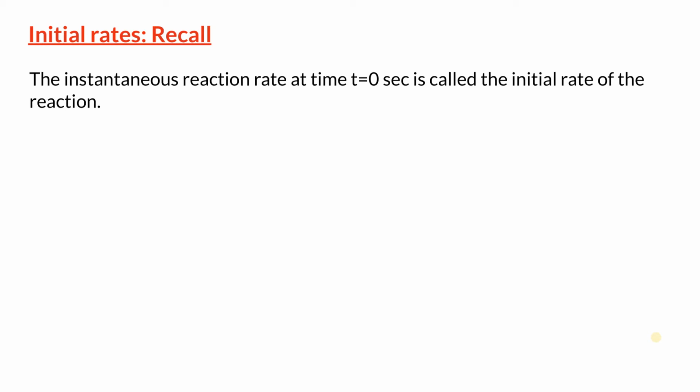First, let us recall what initial rate of a reaction means. The instantaneous reaction rate at time t equals 0 seconds is called the initial rate of the reaction. Let us say we want to determine the initial rate of the following equation. 2 moles of nitrogen dioxide decompose to form 2 moles of nitric oxide and 1 mole of oxygen gas.